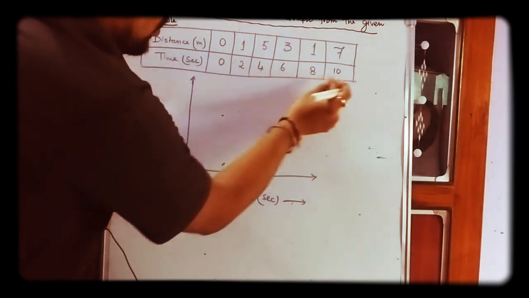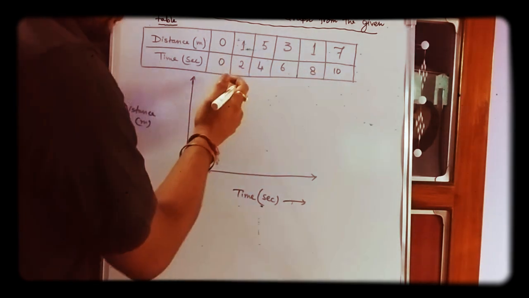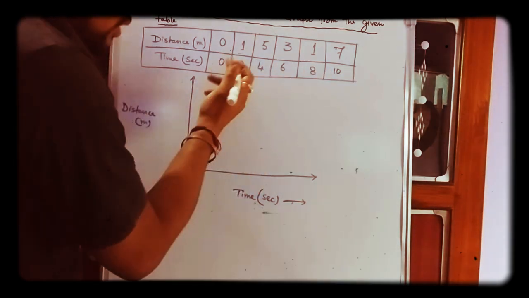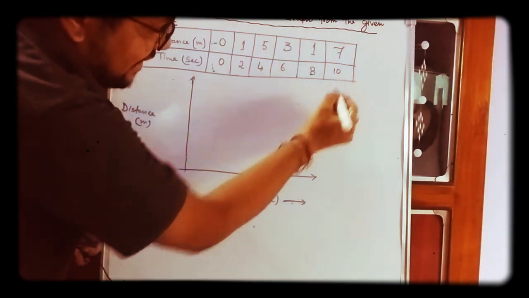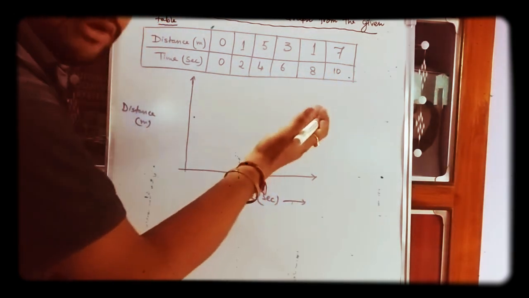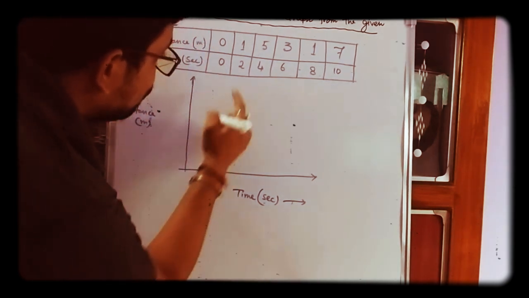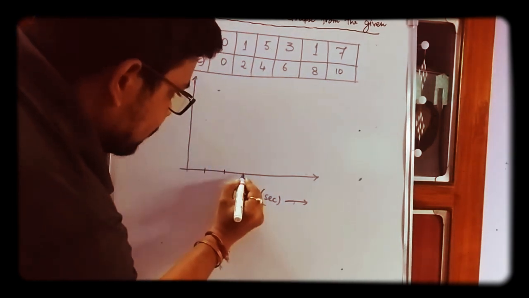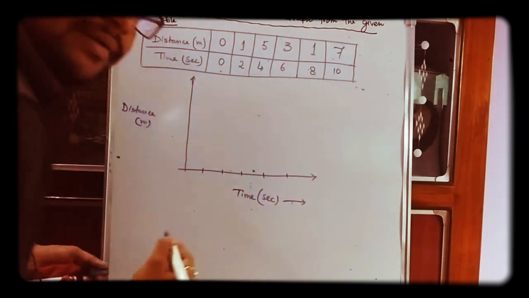From 0 to 10, each gap is 2. Just see, from 0 to 10, so the maximum is 10 and the minimum is 0. The 0 point is here already, that is called the origin. But 10 is here. 10 means the maximum value, you have to choose accordingly. Suppose I am taking this as 2, the first one, next 4, 6, 8, 10, in this way.